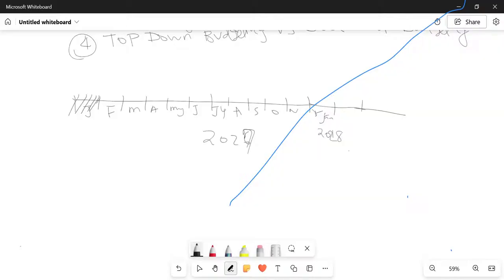Disadvantages? Tell me the disadvantages. Time consuming, yes. Always time consuming. Complex to implement. Requires skilled managers. I like what I'm seeing Bonita telling me.